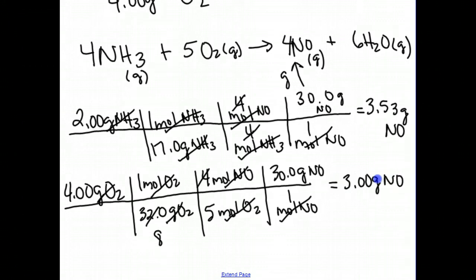The reactant that produces the lesser amount of the product, in this case, our oxygen, right here, is the limiting reactant. So next we need to find the excess reactant. We must calculate how much of the non-limiting reactant, the ammonia, actually did react with the limiting reactant.